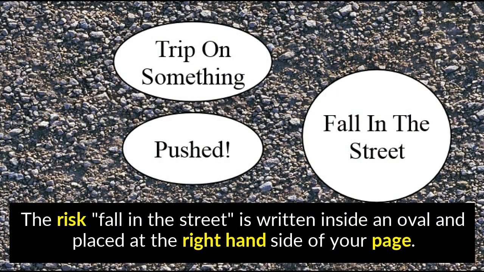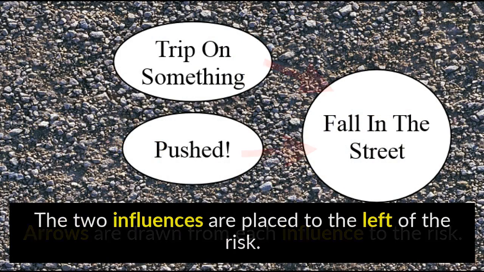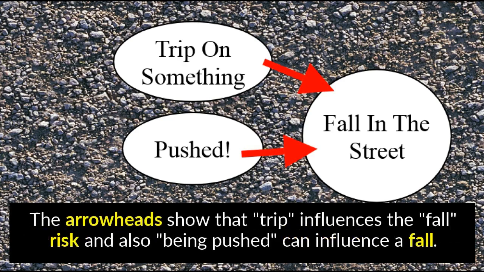The risk, fall in the street, is written inside an oval and placed at the right-hand side of your page. The two influences are placed to the left of the risk. Arrows are drawn from each influence to the risk. The arrowheads show that trip influences the fall risk, and also being pushed can influence a fall.